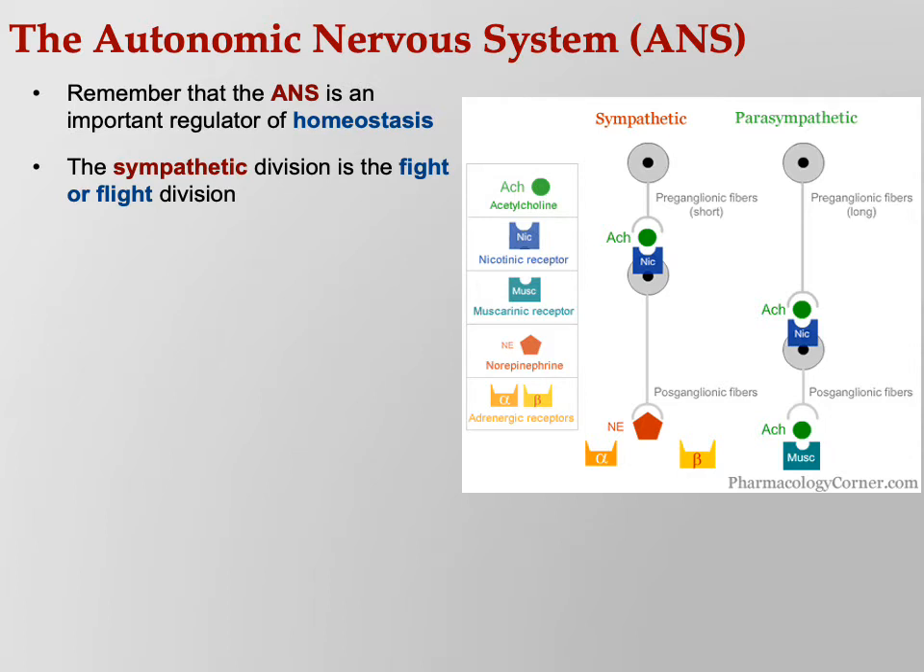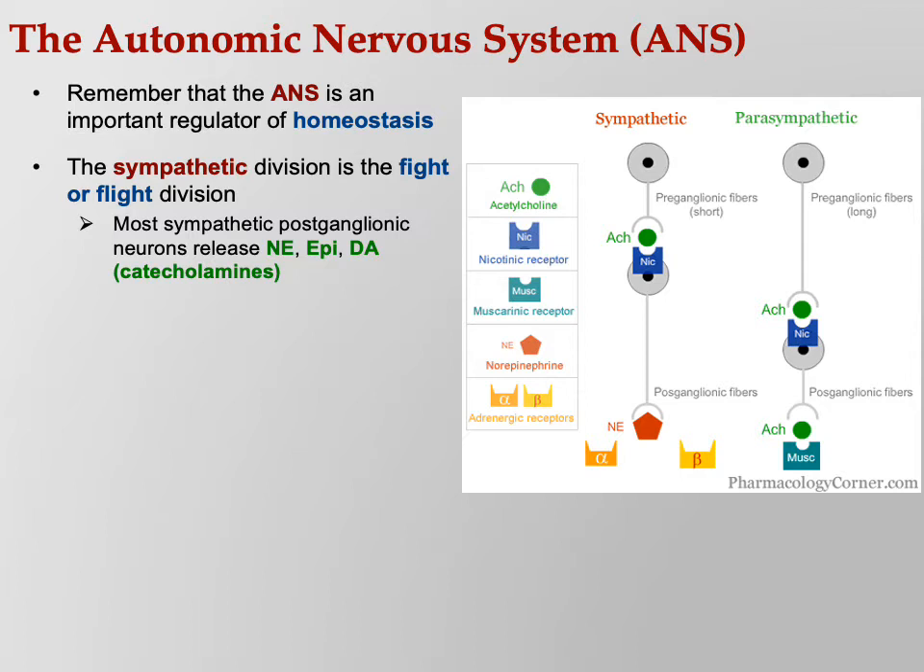Sympathetic division was the fight or flight, remember? Most sympathetic postganglionic neurons release norepinephrine, epinephrine, and dopamine. Those are catecholamines, and we say that sympathetic receptors are adrenergic, all right? Norepinephrine and epinephrine are, and those are the main neurotransmitters. So we also talk about adrenergic effects. We can say sympathetic effects, we can say adrenergic effects. Those mean the same thing, okay?